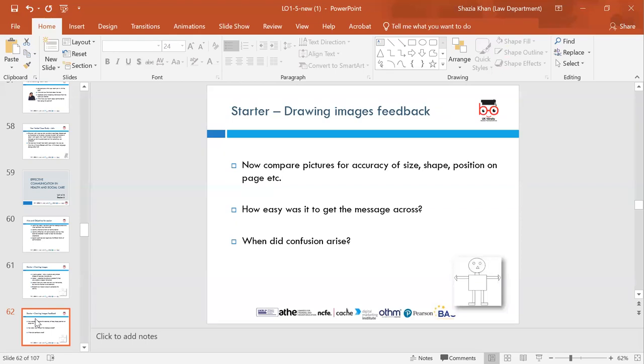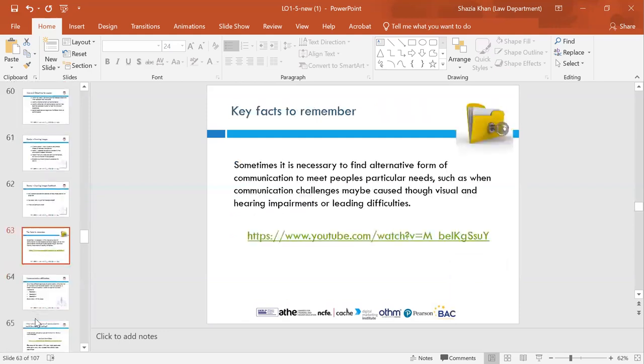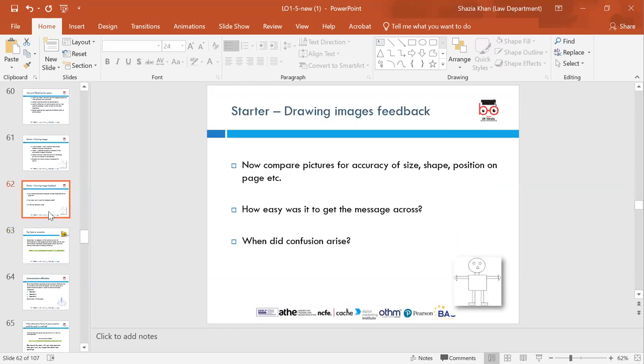Starter, drawing images feedback. Now compare pictures for accuracy of size, shape, position, and pages. How easy was it to get the message across? And when did confusion arise? So this is really important in any element of life, that you're able to get a message across to someone, but also that there is no confusion, because sometimes people, maybe because of their age or disability, will confuse a message with something else.